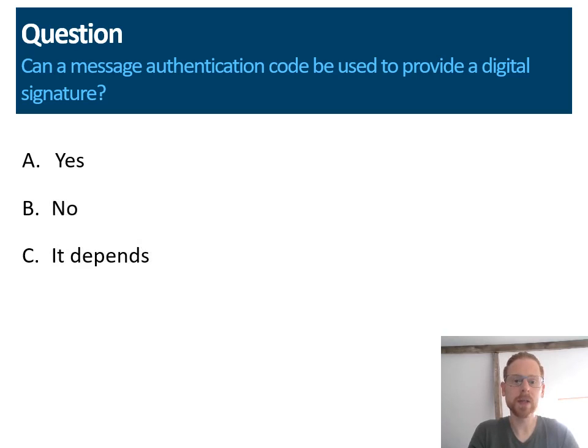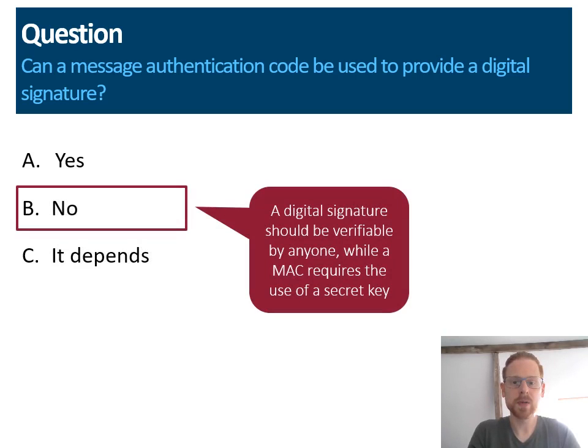And let's take a look at the answer. The answer is no, because a digital signature needs to be verifiable by anyone, while a MAC uses only a secret key. For a digital signature to be verifiable, it makes use of public key or asymmetric encryption, which is part of next week's lecture series. As such, a MAC cannot be used to verify the identity of the sender, so it does not fulfill the requirements of a digital signature.